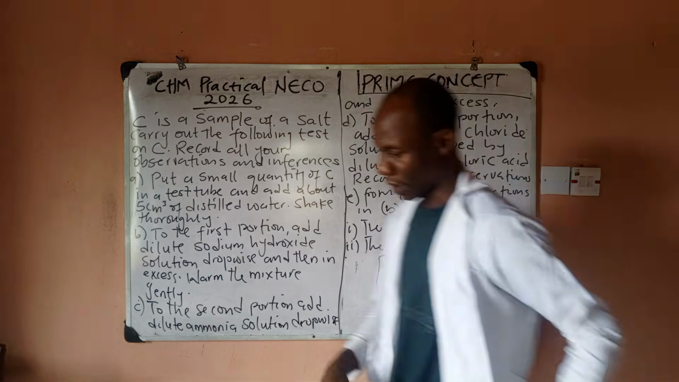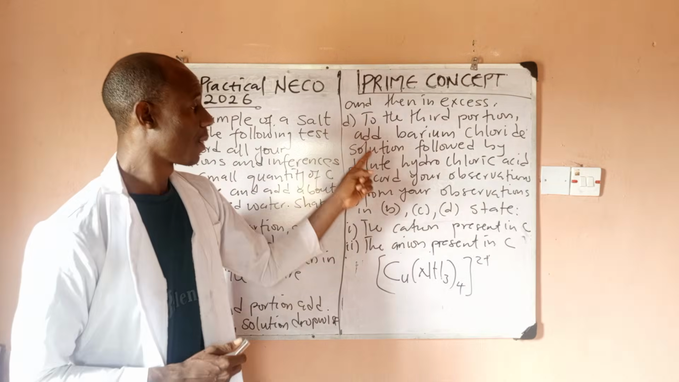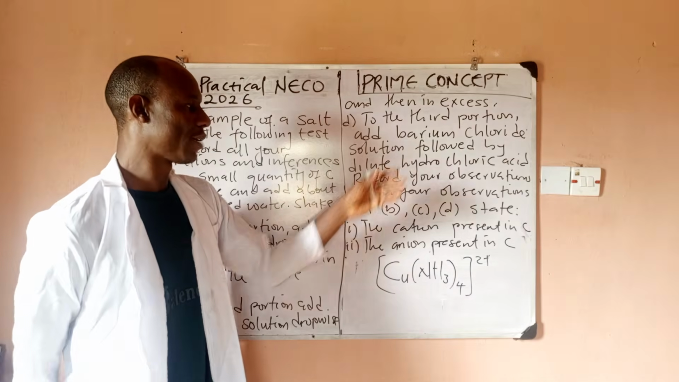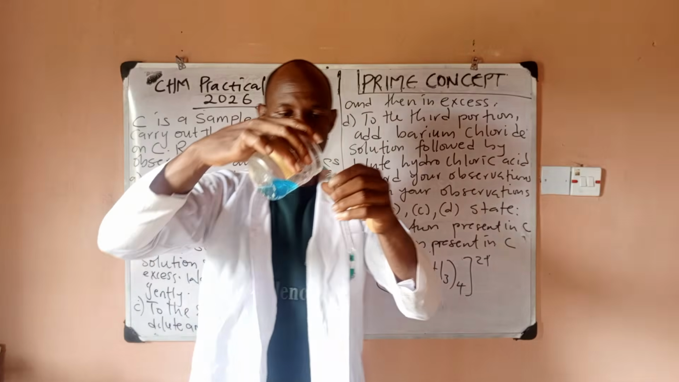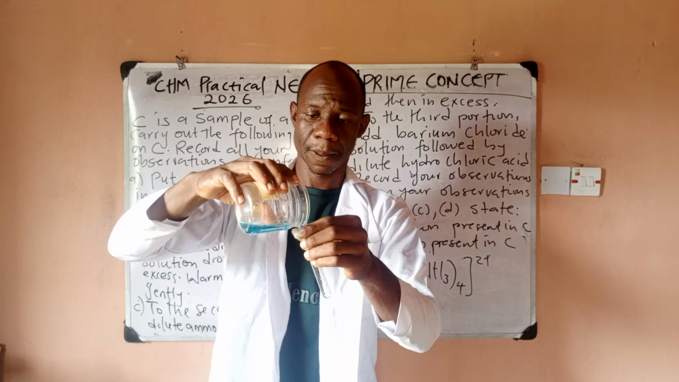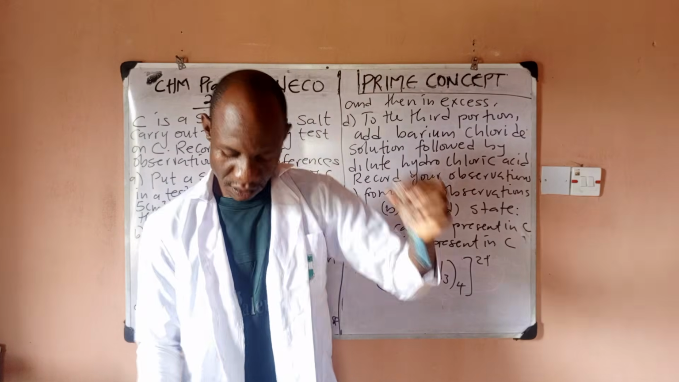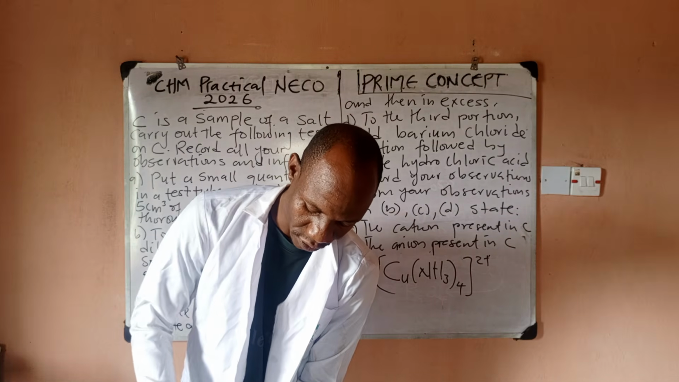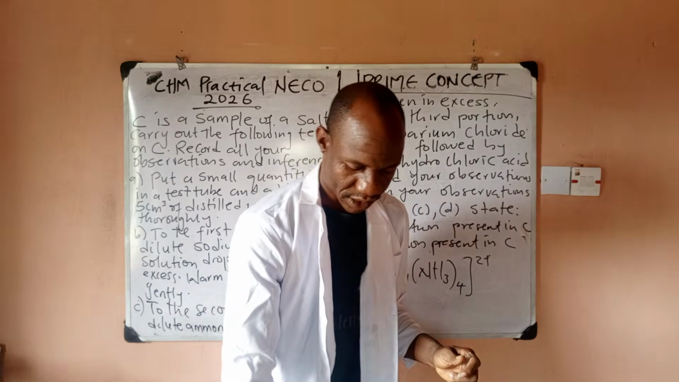So, all right. Now, then they said to the third portion, add barium chloride solution followed by dilute hydrochloric acid. So let's see to the third portion. I'm going to create the third portion now. So this is my third portion. To this third portion, I'm required to add barium chloride solution. Where's my barium chloride?